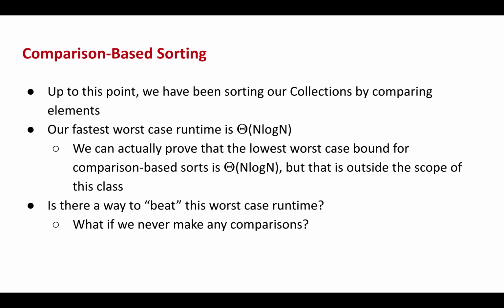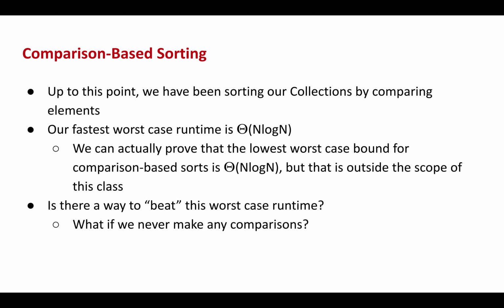And then there's actually some math out there that'll prove that the lowest worst case bound for comparison-based sorts is n log n. So we can't actually do any better than that, right? So in the worst case, we'll always run right up against that n log n bound. But this is for comparison-based sorts. And the question is, what does it mean when I say this is for comparison-based sorts?